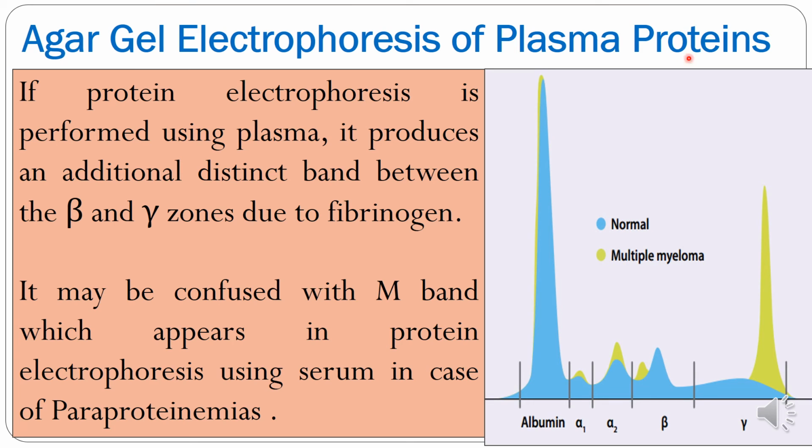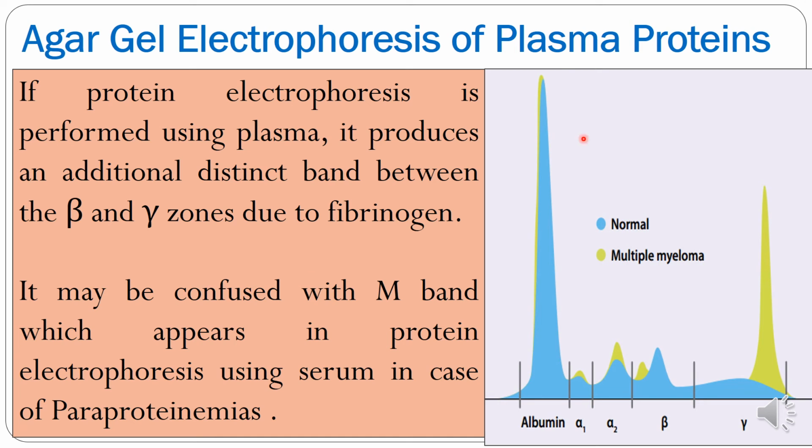Now, if we do agar gel electrophoresis of plasma proteins, we will get another conspicuous band after the gamma band, and that will be the band due to fibrinogen. So if protein electrophoresis is performed using plasma, it will produce an additional distinct band between the beta and gamma zones due to the fibrinogen.